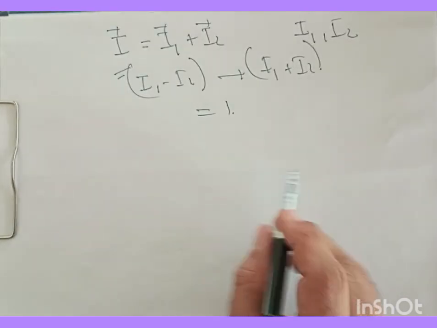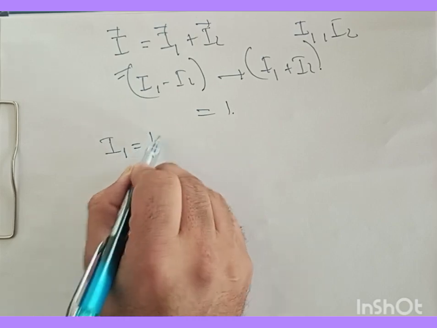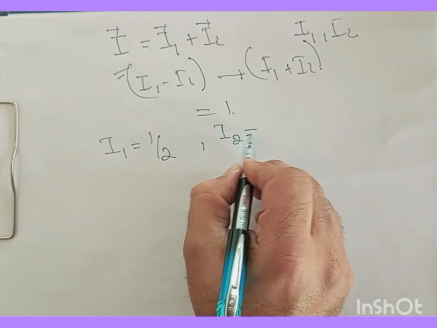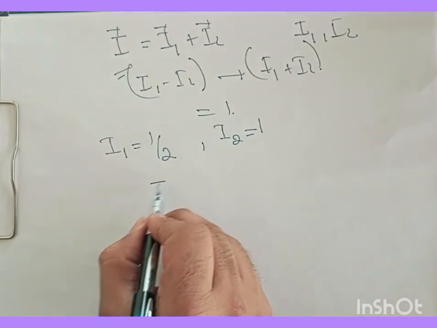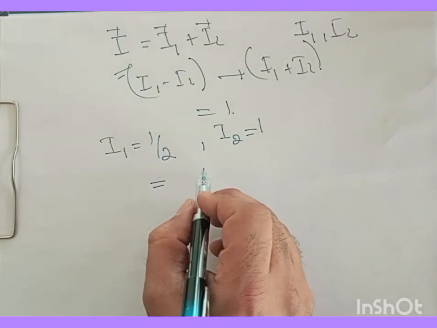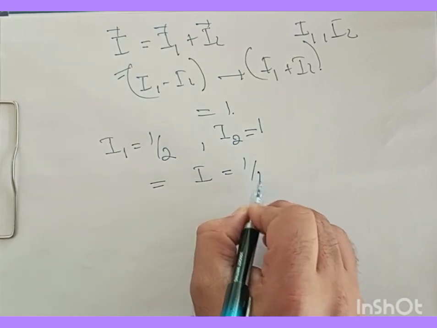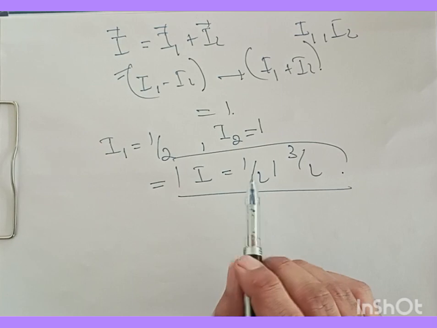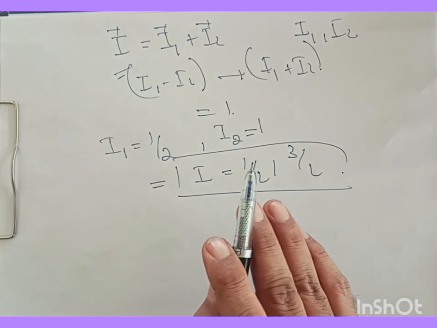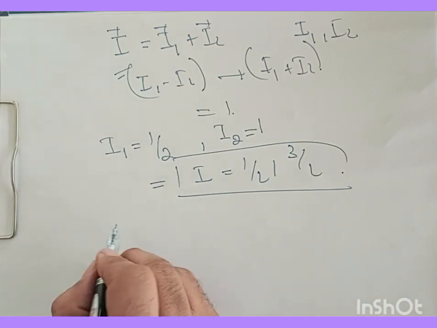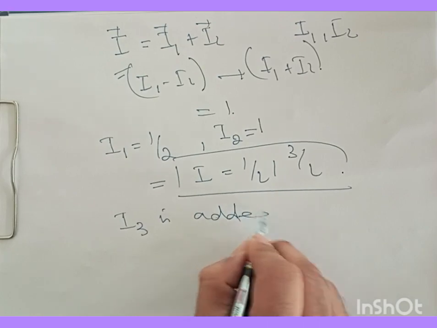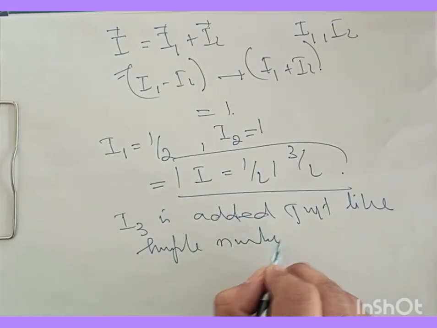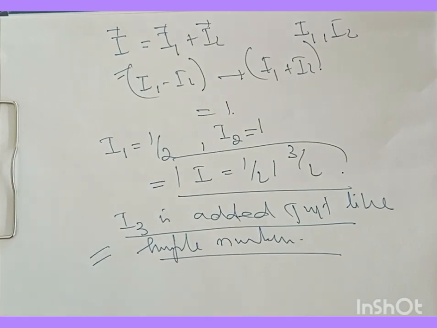So if I have the isospin I1 equal to 1 by 2, to be added to the isospin I2 equal to 1, then the total isospin I will be 1 by 2 and 3 by 2, subtracting the two and adding the two. However, in the case of I3, the I3s are added just like simple numbers. Simple algebraic addition applies to I3.